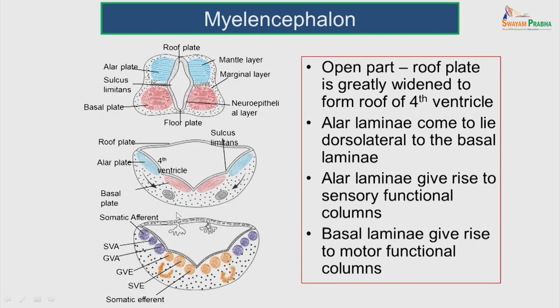Here, then, how are the functional columns formed in the open part of the medulla? We can see there is a roof plate, which is greatly widened to form the roof of the fourth ventricle. The alar plate, which was dorsal, comes to lie dorsolateral to the basal lamina, and this alar lamina gives rise to the sensory functional components. Whereas the basal lamina, which comes slightly closer to the floor plate, gives rise to the motor functional columns. So, this is what happens in the medulla.